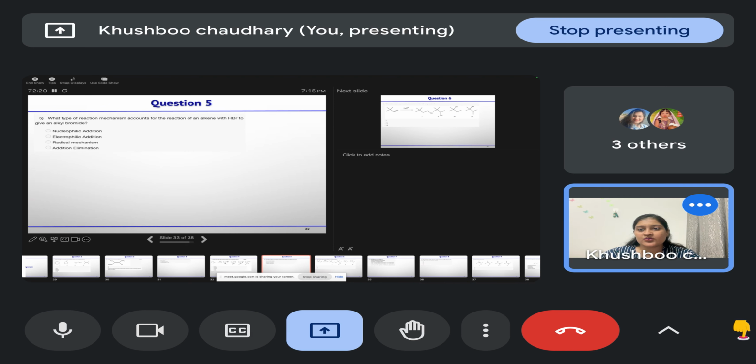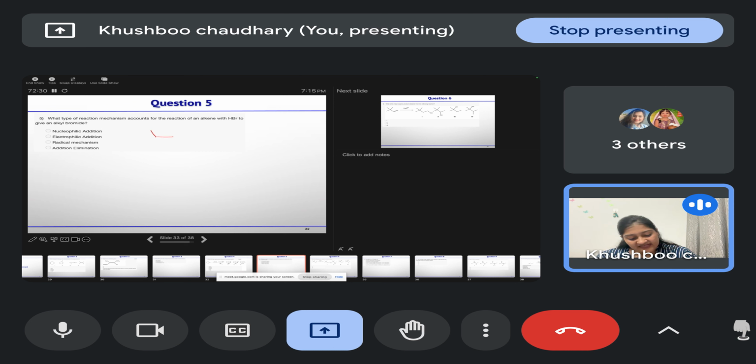Then the next question is, what type of reaction mechanism accounts for the reaction of alkene with HBr to give an alkyl bromide? So if we have an alkene and we are treating it with HBr, what is the first step? Your alkene will react with the proton and bromide ion will release. So in this case, bromide ion will release and formation of carbocation will take place.